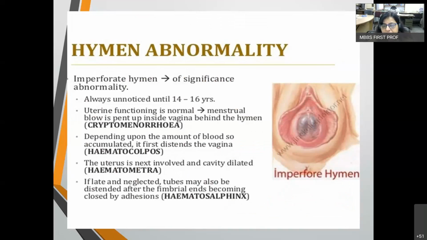So, when there is collection of menstrual blood inside the vagina, it is cryptomenorrhea. Whereas, if it distends the vagina, it is hematocolpos, and if the uterine cavity is involved, it is hematometra. And if it reaches the fallopian tubes and the fimbrial ends, then it is known as hematosalpinx. These are certain conditions which are named if the imperforate hymen is there.